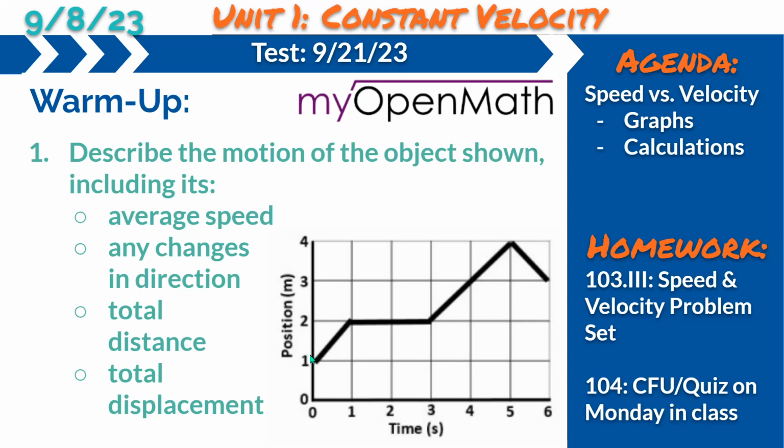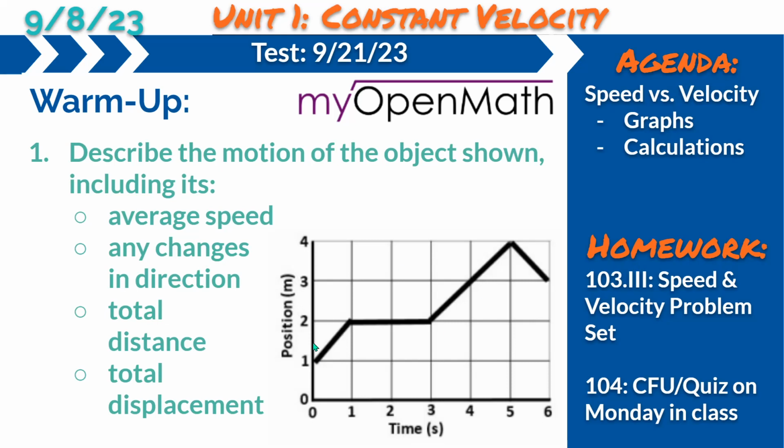So the first portion here, the object traveled from a position of 1 meter to 2 meters, so that's 1 meter. Then it's at rest. Then it travels from 2 to 4, so that's 2 more meters, so now we're at a total of 3. And then it goes backward 1, which means we're at a total of 4 meters. We don't care about the backwards, we're just going to add all the pieces together.